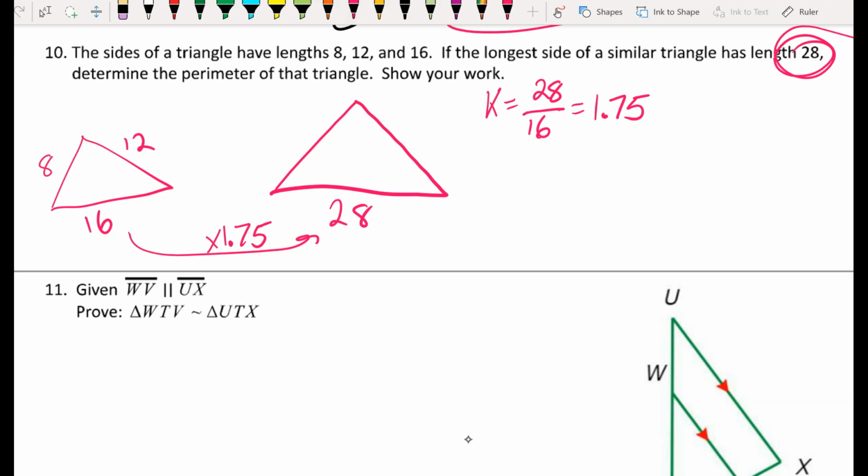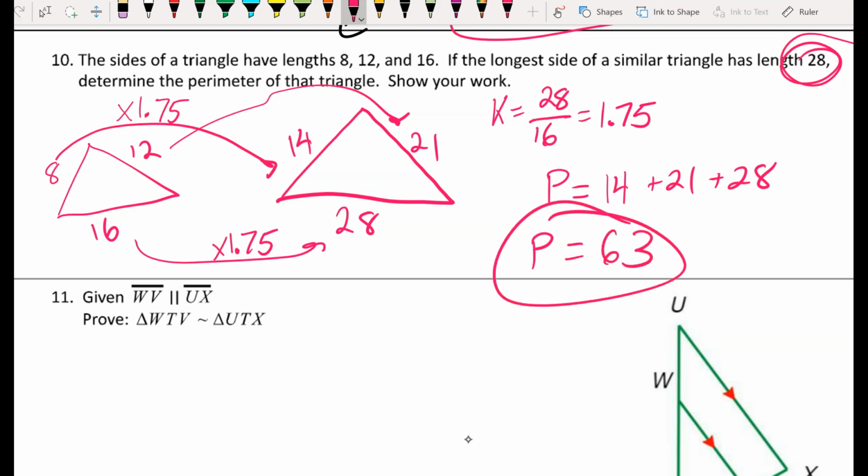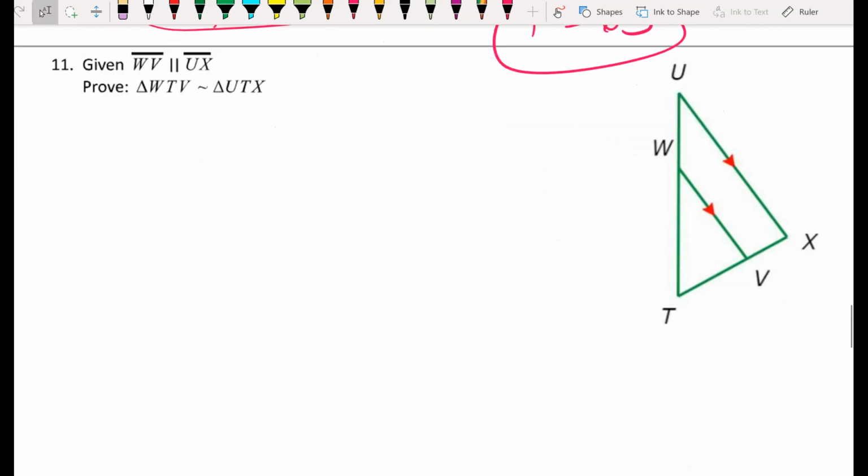So I must have multiplied by 1 3/4, or 1.75, to get from my old triangle, my smaller triangle, to my bigger triangle. So to get my new side lengths, I'm just going to multiply each of my original sides by my scale factor. So 8 times 1.75 is 14, and 12 times 1.75 is 21. So remember, to find the perimeter, you just add up all the sides. So I'm going to add 14 plus 21 plus 28, and I find my new perimeter is 63.